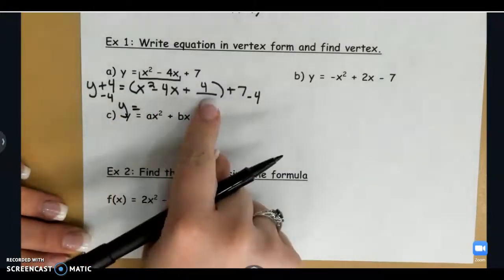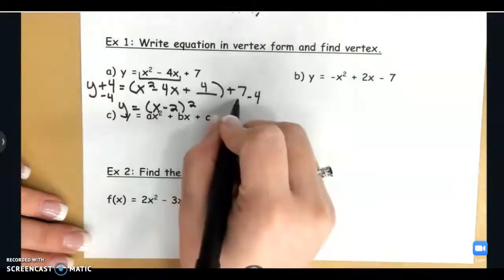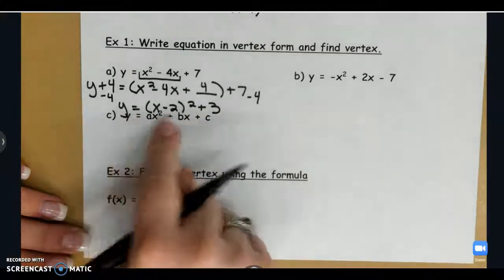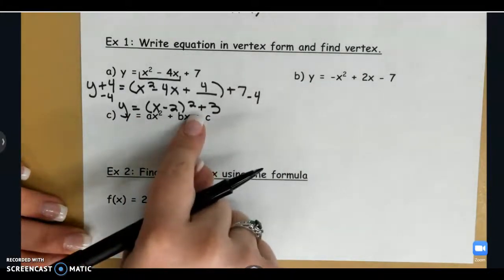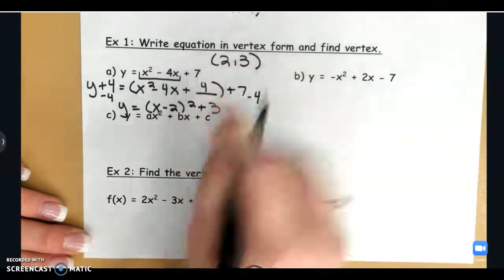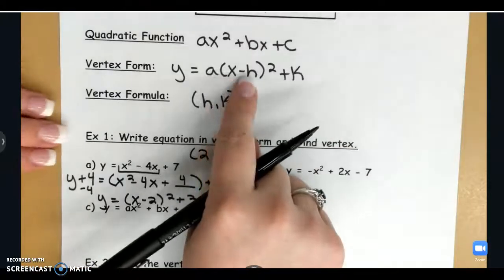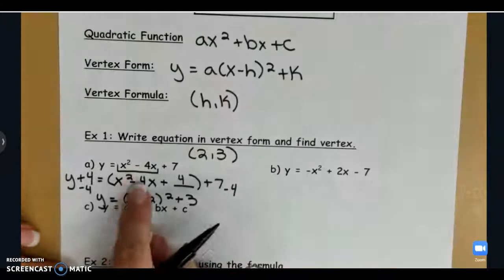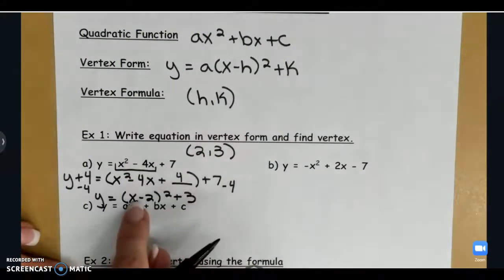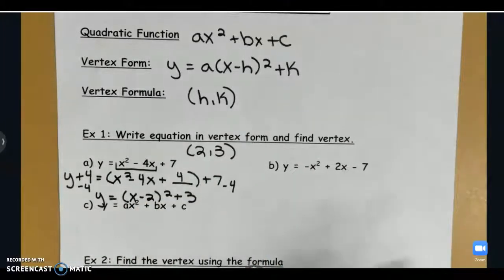So now I rewrite this perfect square trinomial as a squared binomial. And 7 minus 4 is 3. So here is my equation in vertex form, and my vertex is going to be (2, 3). Now, you might be tempted to say (negative 2, 3). However, our form is x minus h. So if we have x minus a number, our x value for our vertex is positive, and if we have x plus a number, our x value for our vertex is going to be negative.